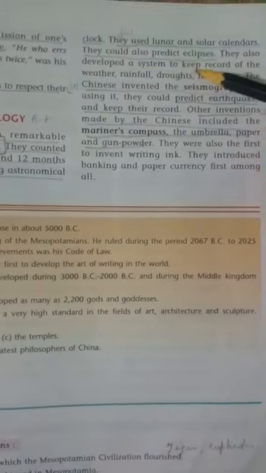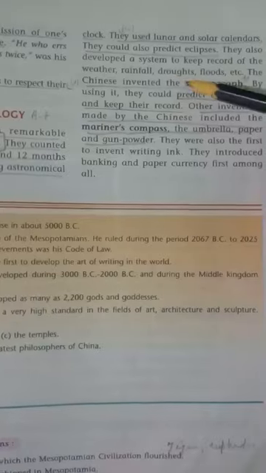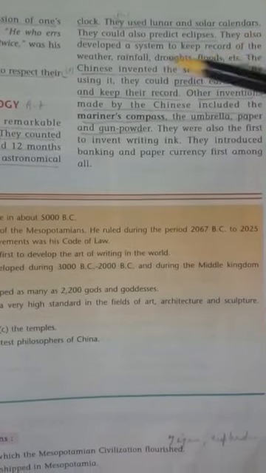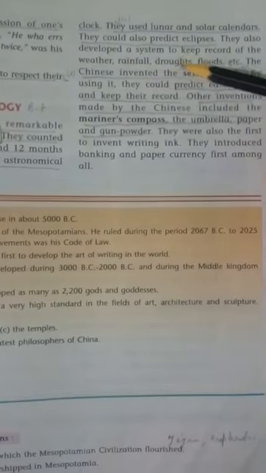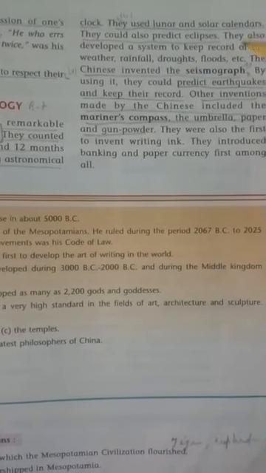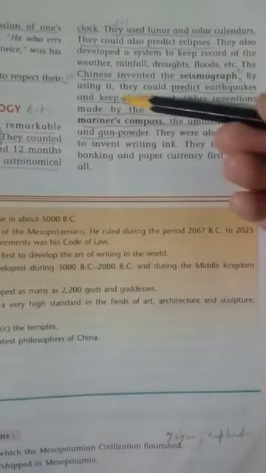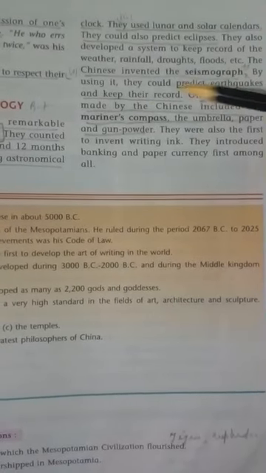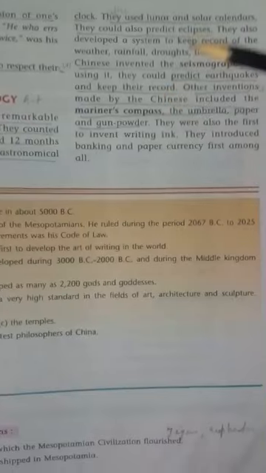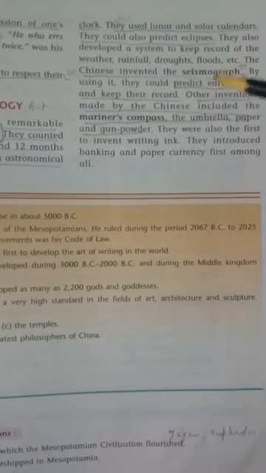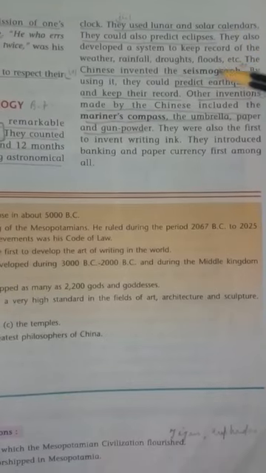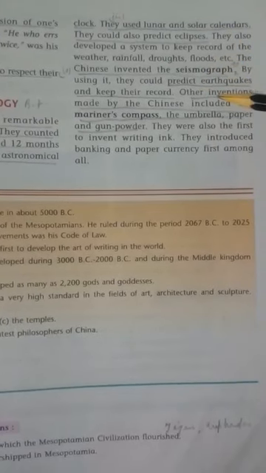They also developed a system to keep records of weather, rainfall, droughts, floods, etc. Droughts are periods of dryness. The Chinese also invented the seismograph. The seismograph was used to predict earthquakes and keep their record. So the Chinese were the first people who developed the seismograph, the instrument that could predict earthquakes.